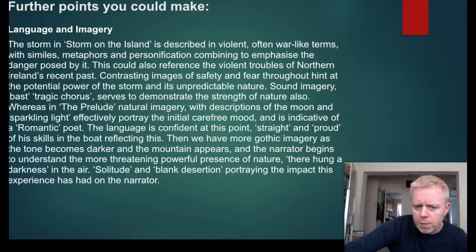The language is confident at this point, straight and proud of his skills in the boat reflecting this. Then we have more gothic imagery as the tone becomes darker and the mountain appears, and the narrator begins to understand the more threatening, powerful presence of nature. "There hung a darkness in the air", "solitude and blank desertion", portraying the impact this experience has had on the narrator. Okay, so that's quite a lot of information there.